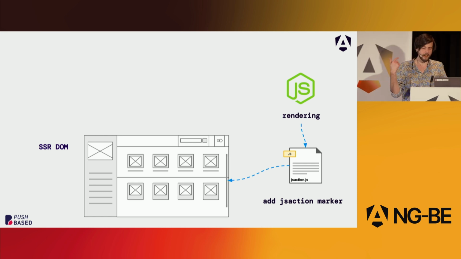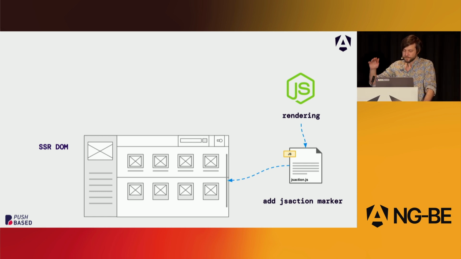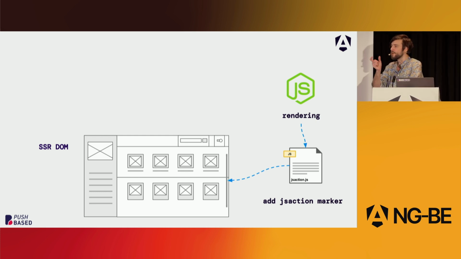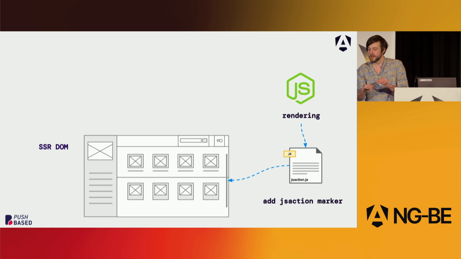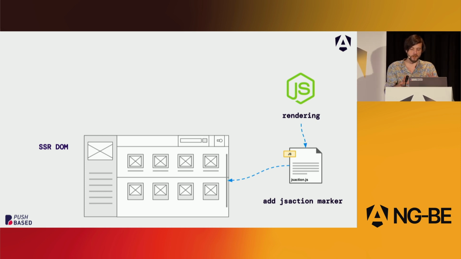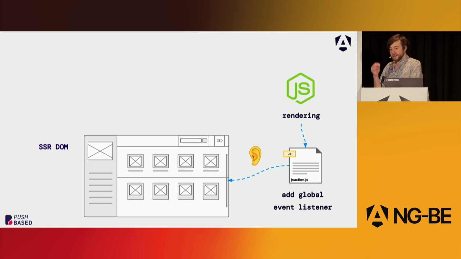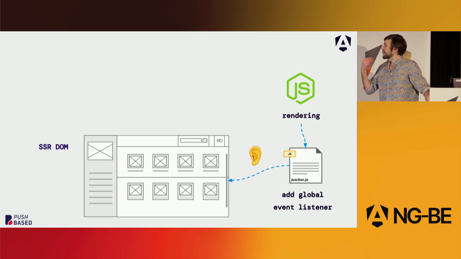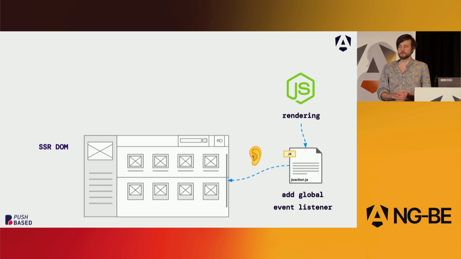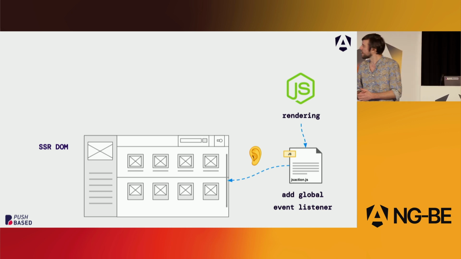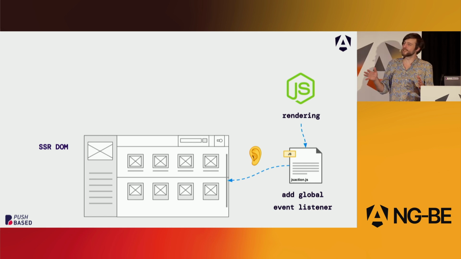And what it does is it adds a couple of things to the DOM, and then it starts the recording. So what does it add to the DOM? It adds all these JS Action markers that I showed you before to all event bindings inside Angular. That happens already in the HTML that is then shipped to the client. Then it does something else when the script executes on your client side. It will add one single event listener to your body, and this event listener will listen to all the events that bubble up from your application.